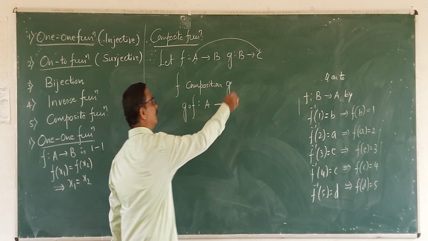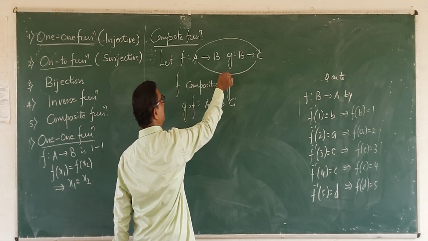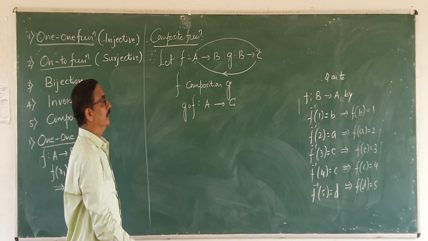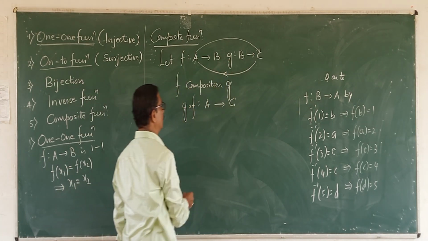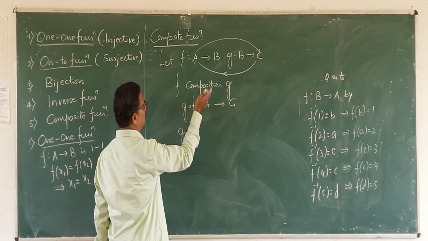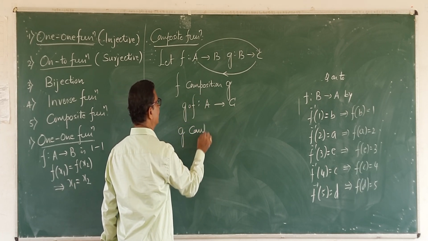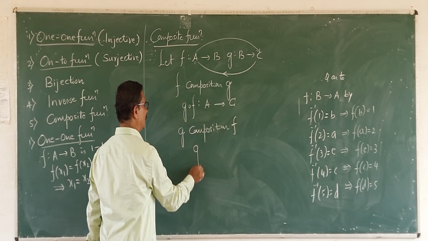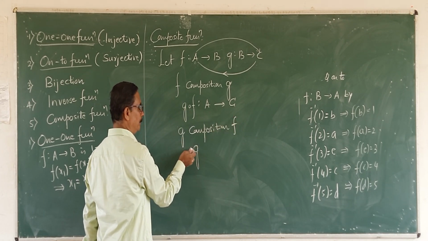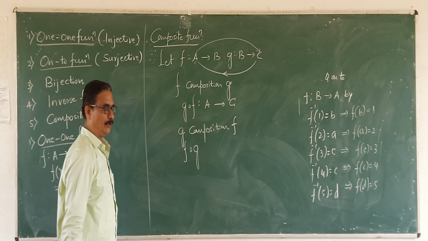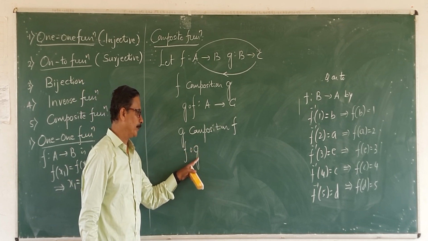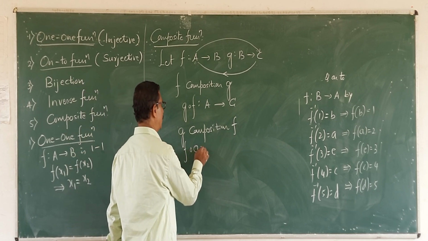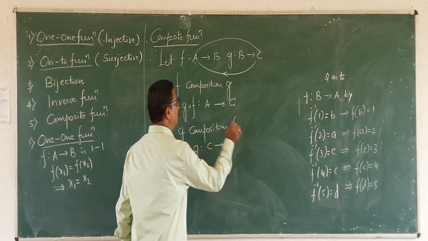Whereas the function from C to A is known as g composition f, and it is denoted by first writing g, then the composition notation, then f. Why? Because first you have to operate by the function g and then operate by the function f.